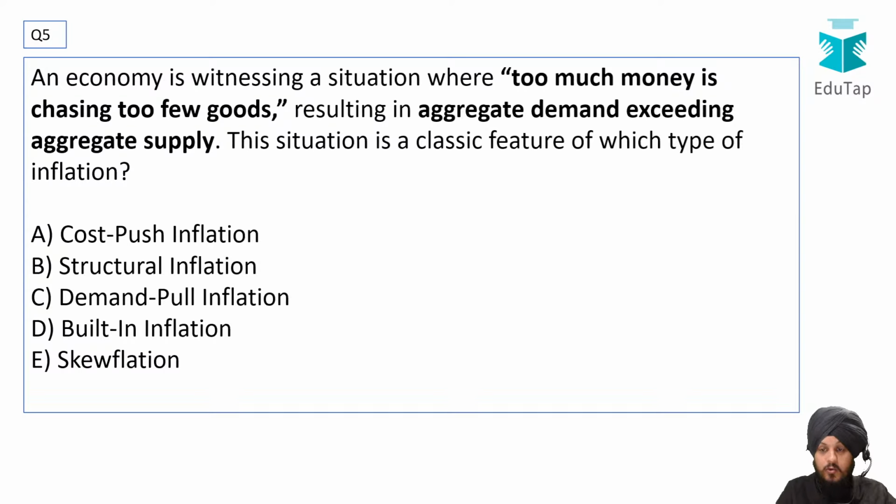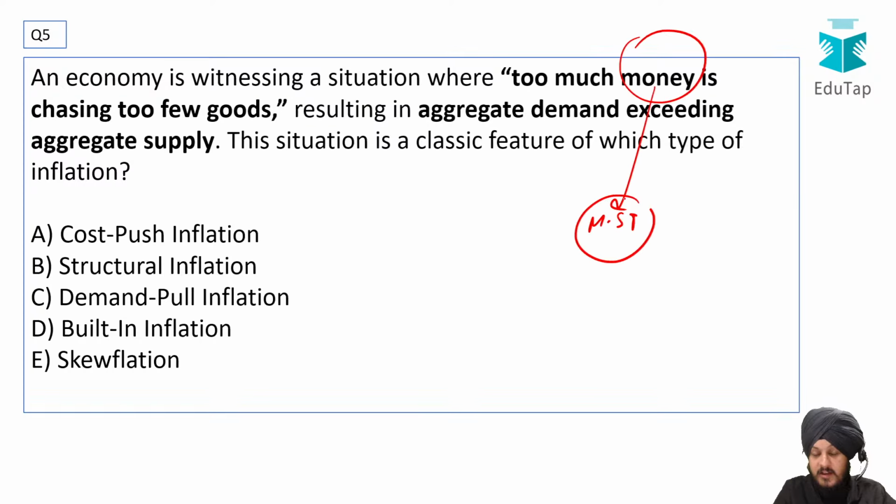Yes, so we know that too much money chasing too few goods basically reflects that there is too much money supply in the economy. And when there is too much money supply in the economy, what happens? Basically, people have too much money to spend, they will go to the market, and that will lead to an increase in the demand.